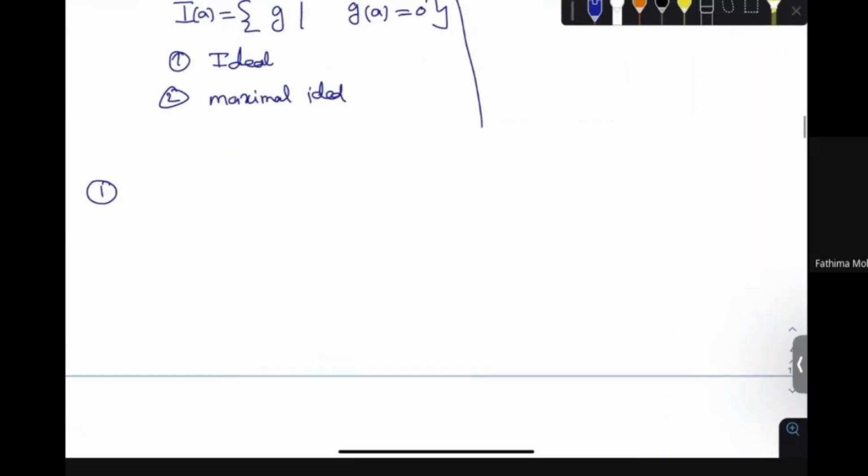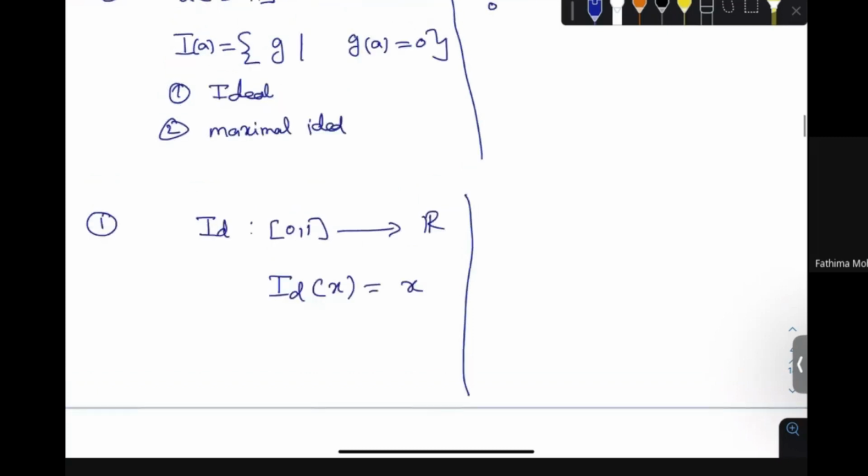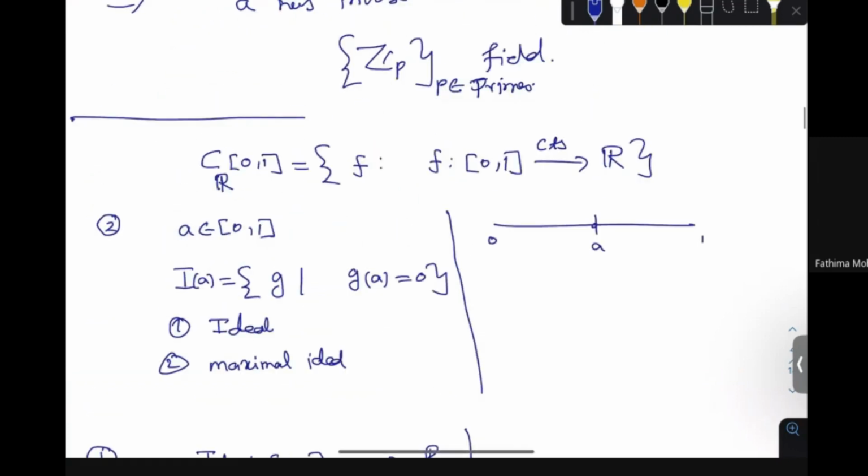First thing, look at this example. Just take the identity function. What is the identity function? From [0, 1] to [0, 1], real. Its ID of x is just x. What is the meaning of unit? In here, of course, the operations are point-wise.